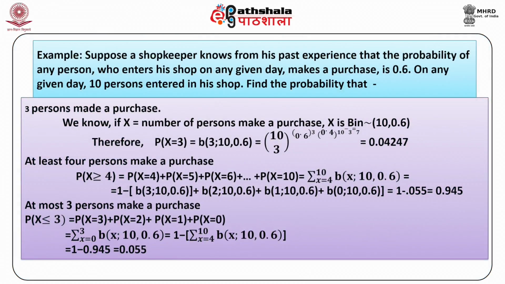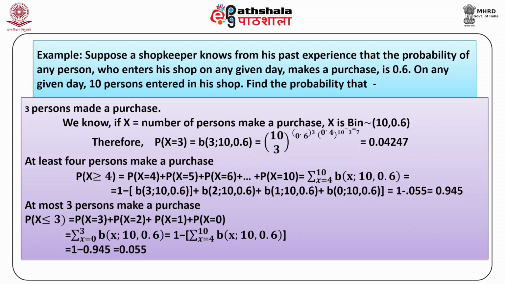Example 1: suppose a shopkeeper knows from his past experience that the probability that any person who enters his shop on any given day makes a purchase is 0.6, which we have said earlier also. It is just a structured example. On any given day, 10 persons entered his shop. What is the probability that each person, or 1 person, or 2 persons etc. make purchases? So, what is the solution? Say, that 3 persons made a purchase.